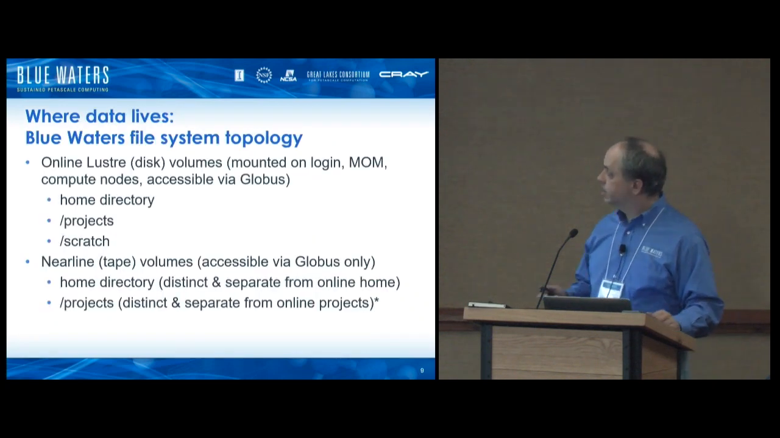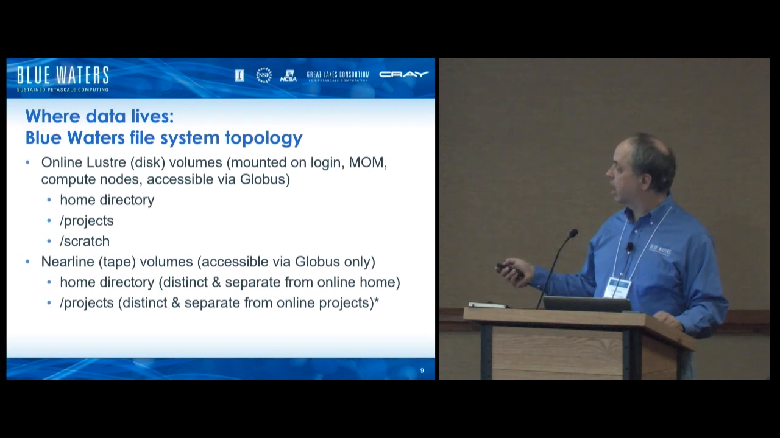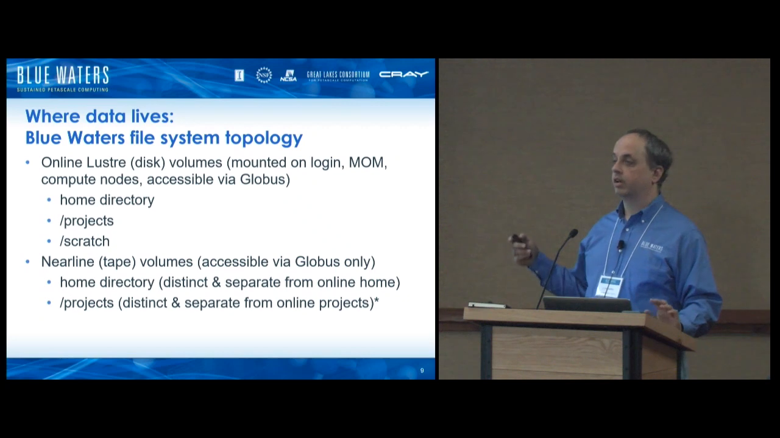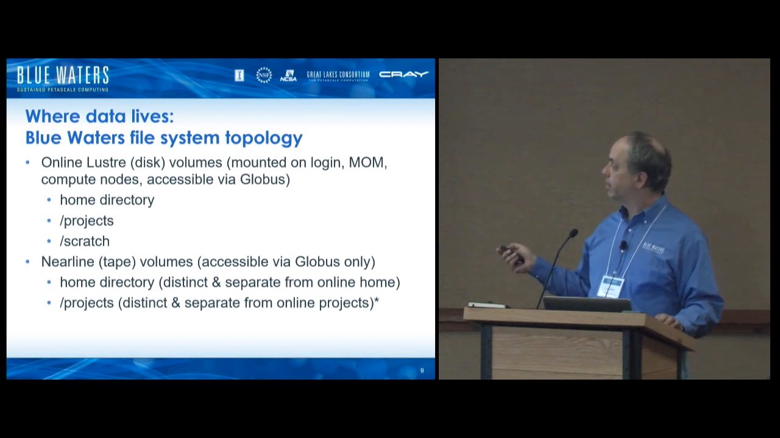So where data lives, there are two main systems, online Lustre disk. These are mounted, so these look like file systems. They are different file systems. They are mounted on everything you care about, on the login nodes, on the mom nodes, on the compute nodes, and they're accessible via Globus.